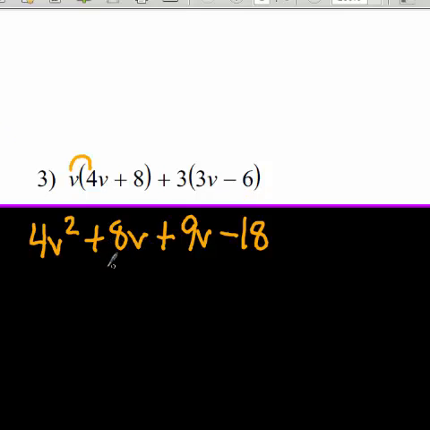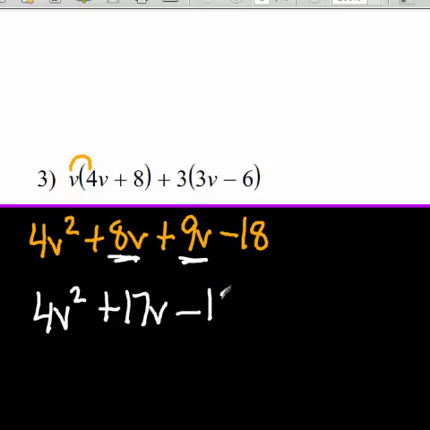Well, the only things here that are like terms, I got a v and a v, so I can put those together. So everything else would just drop down. So 4v squared, 8 and 9 makes 17 for v, minus 18. Once again, no equal sign, so we're not solving. All we're doing is simplifying.